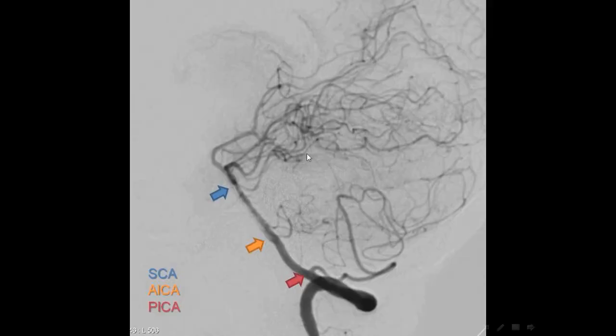This is the DSA image showing the PICA, AICA, and SCA from down to up.